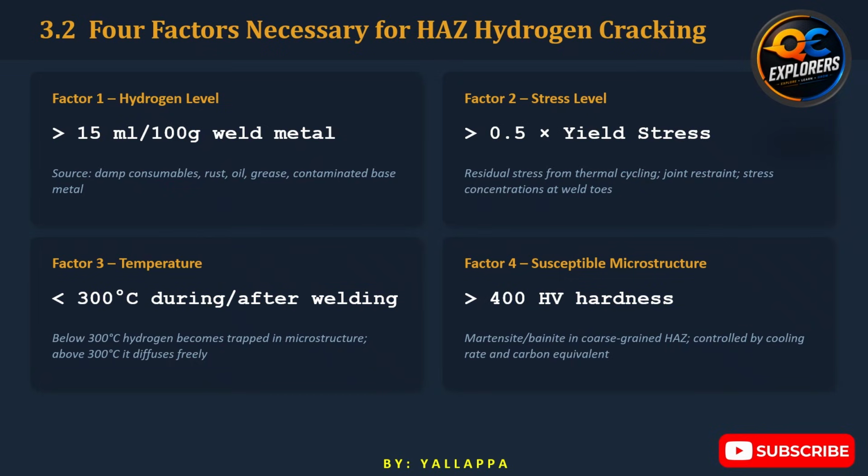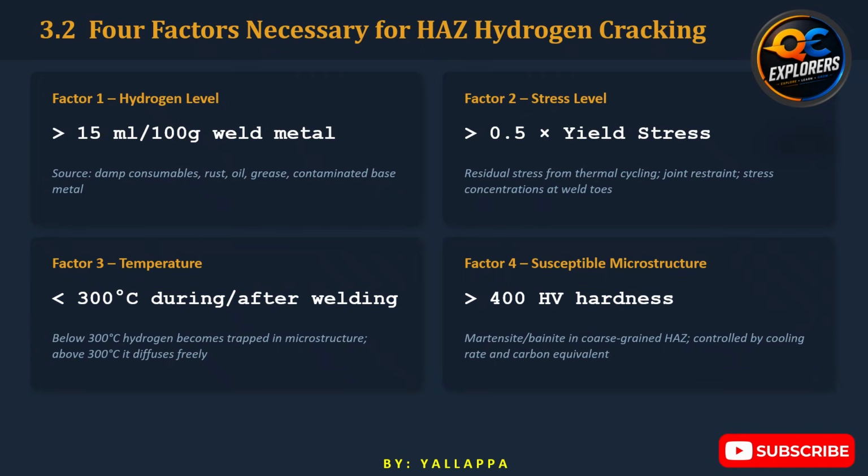Hydrogen can enter the welding system through damp consumables, rust, oil, grease, and contaminated surfaces. Stress comes from residual stresses produced by welding, joint restraint and local stress concentrations. Temperature is important because hydrogen behavior changes significantly as the material cools. Finally, the material must have a susceptible microstructure. Hard microstructures in the heat-affected zone can be particularly vulnerable.